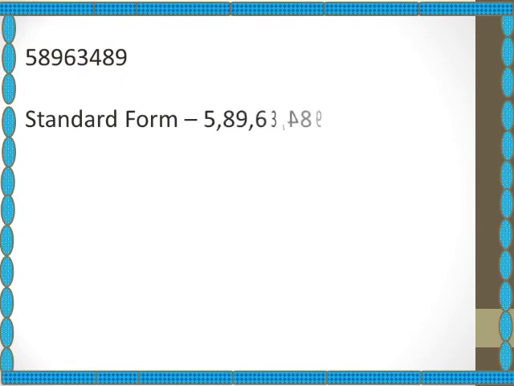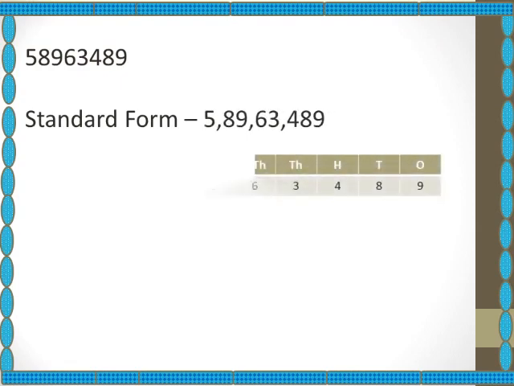I wanted you to write the standard form for this number. What is the standard form? Standard form means you should just insert the commas and write the number. How do you insert the commas? According to the place value chart, you have periods, right? So after each period, you have to insert the commas.